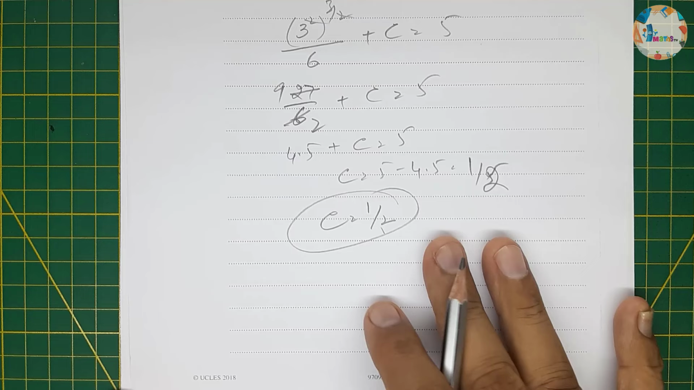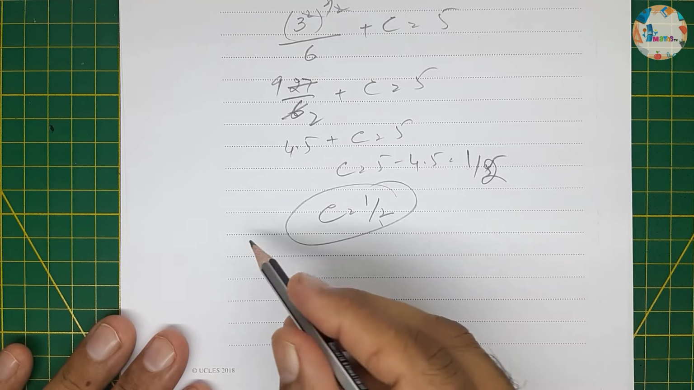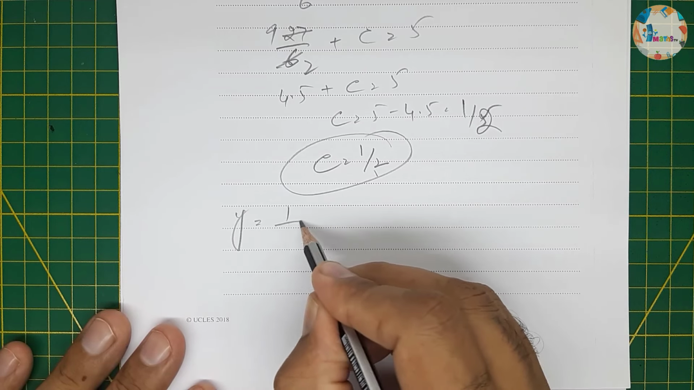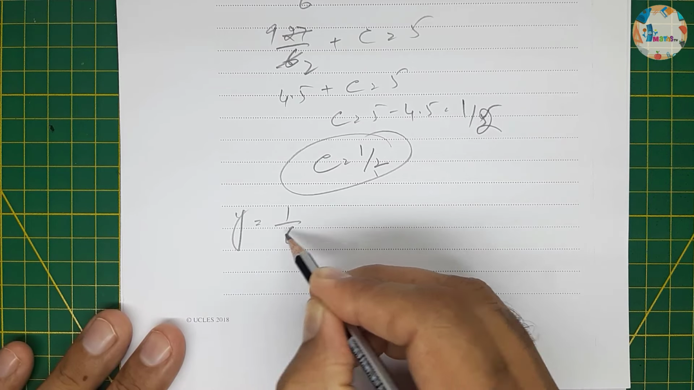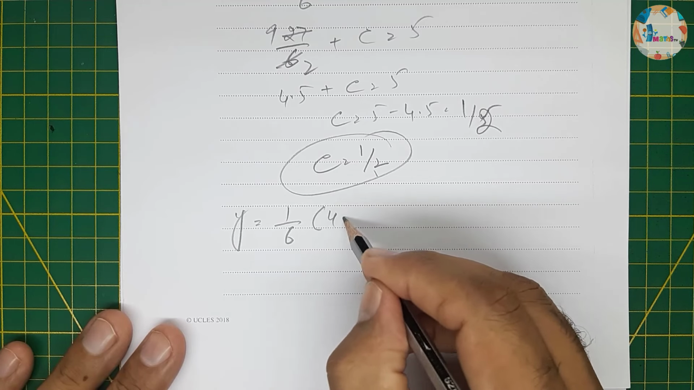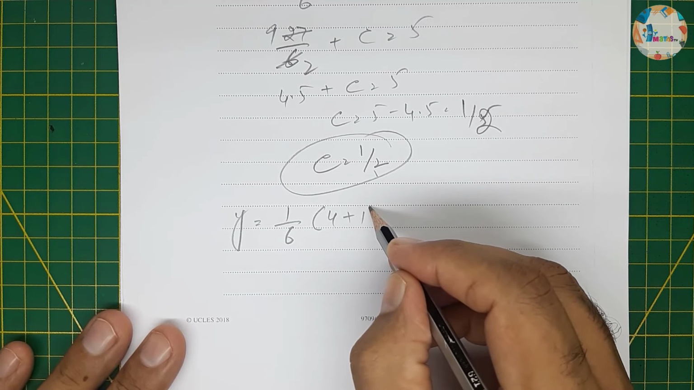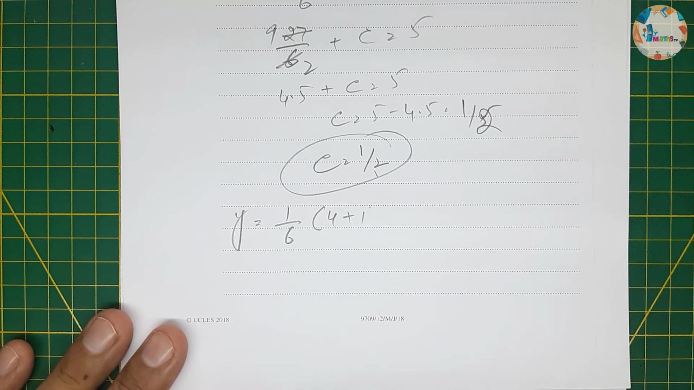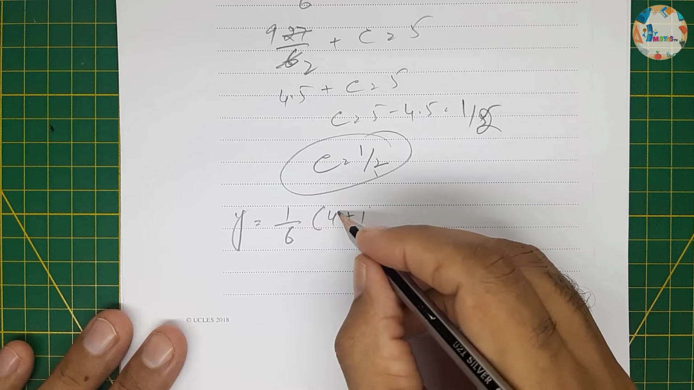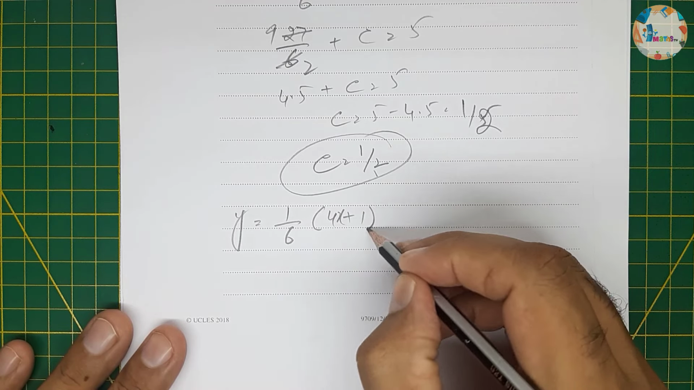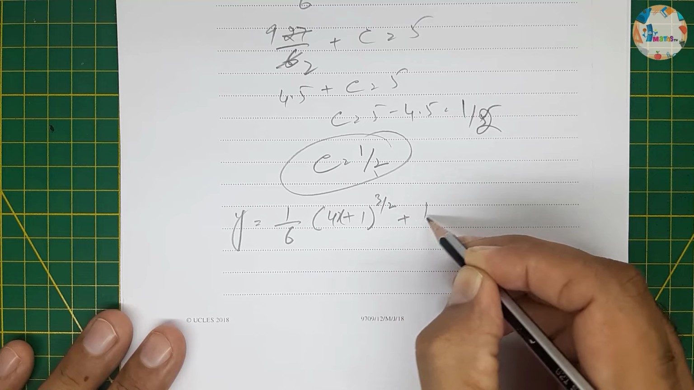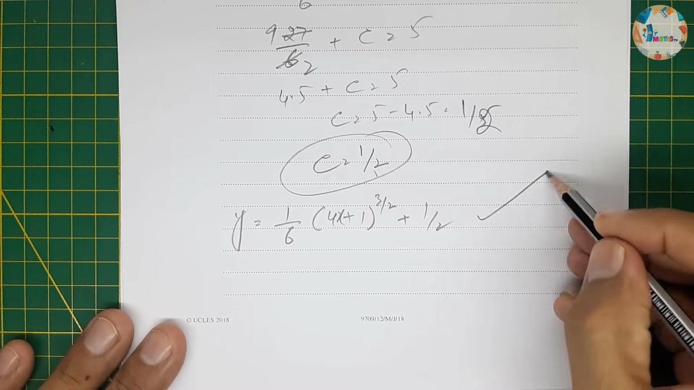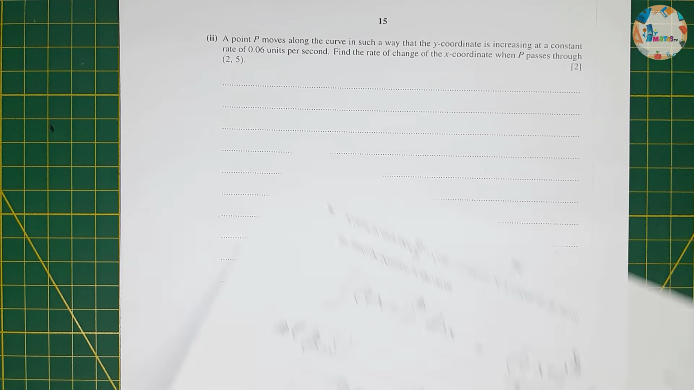This will be the value which we replace, and our equation of the curve will become y is equal to 1 over 6 into 4x plus 1 raised to power 3 by 2 plus 1 by 2. This is basically the c value. So this will be our final equation.